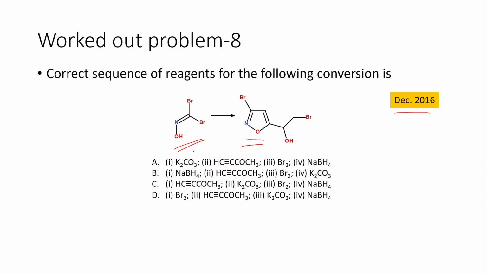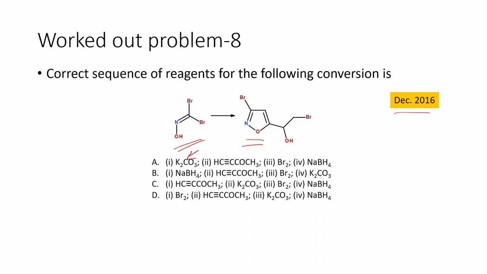So in option A, the first step is reaction with potassium carbonate followed by an alkyne. In the third step we have bromine. In the last step we have sodium borohydride reduction. And in the second option B, the first step is a reaction with sodium borohydride followed by reaction with an alkyne. The third step is reaction with bromine, and the last step is reaction with potassium carbonate.